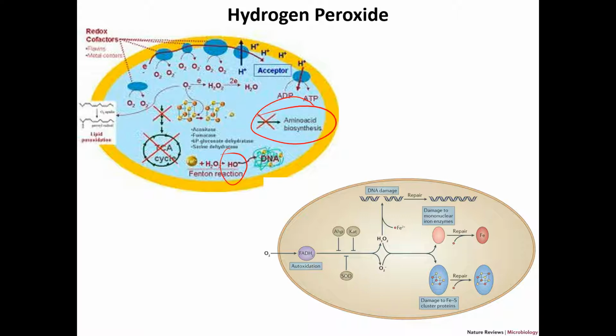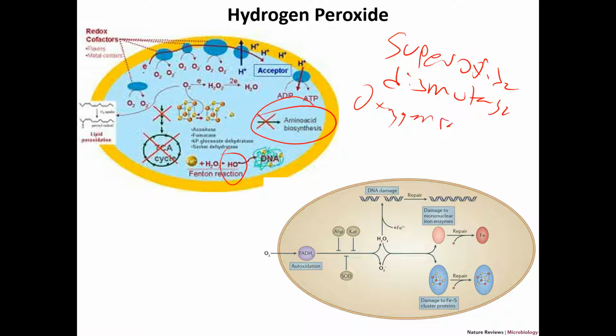Now, cells do have a way to basically disrupt or reverse this process of reactive oxygen species. They have things like superoxide dismutase, which will take your oxygen radical and convert it to hydrogen peroxide. You then have an enzyme called catalase that can convert the hydrogen peroxide to basically water and oxygen gas.